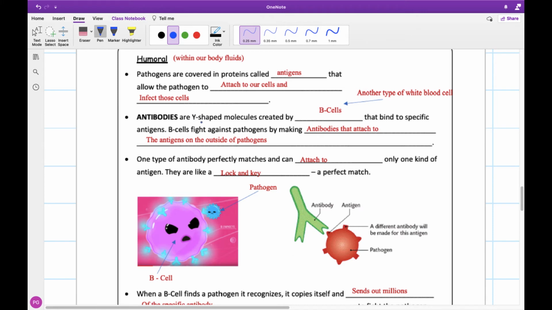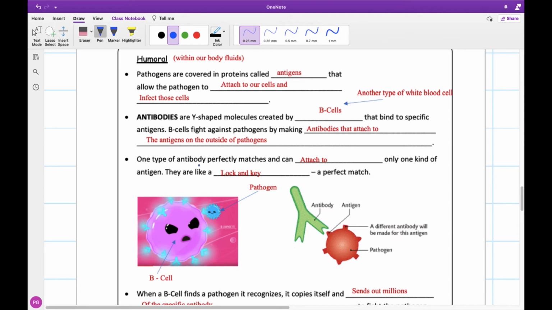Antibodies are Y-shaped molecules created by a certain type of cell called a B cell. So this is another type of white blood cell, just like our phagocytes, and they bind to our antigens. So we see in our picture here, we've got this green antibody, and it binds to a specific antigen. So these B cells fight the pathogen by making antibodies that attach to the antigen outside of our pathogen. So these antibodies line up and they attach here.